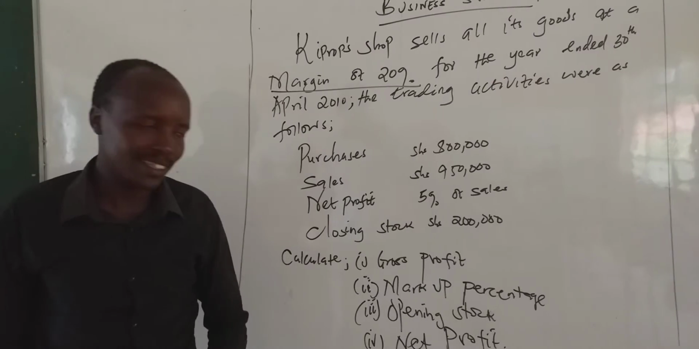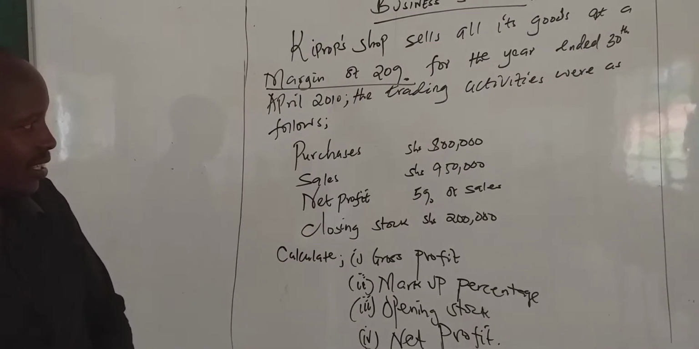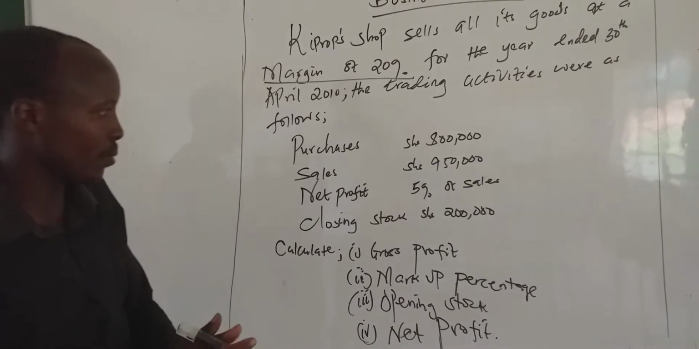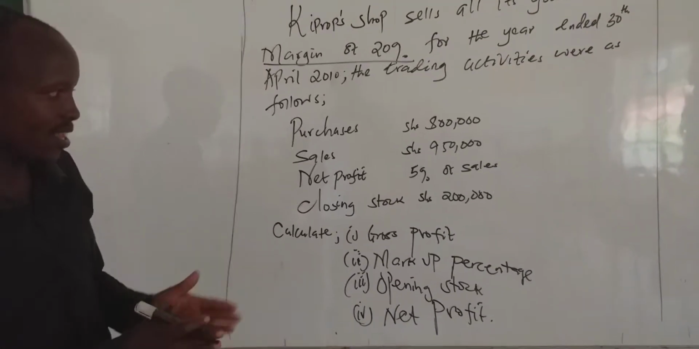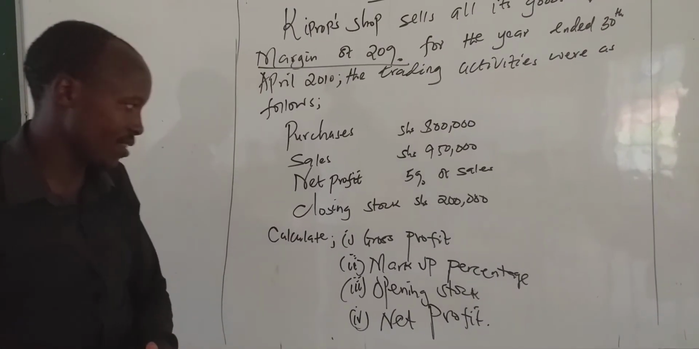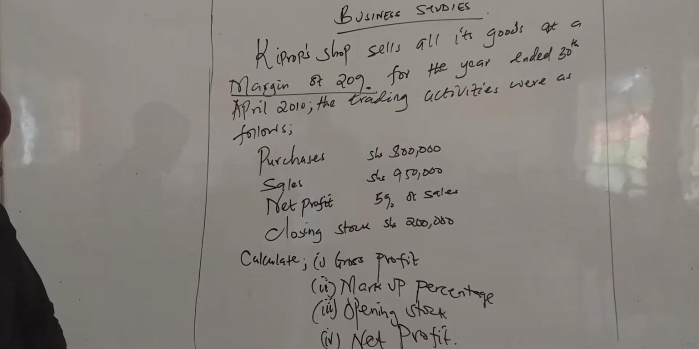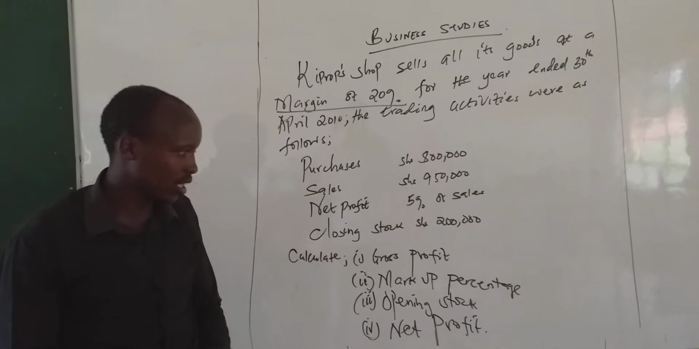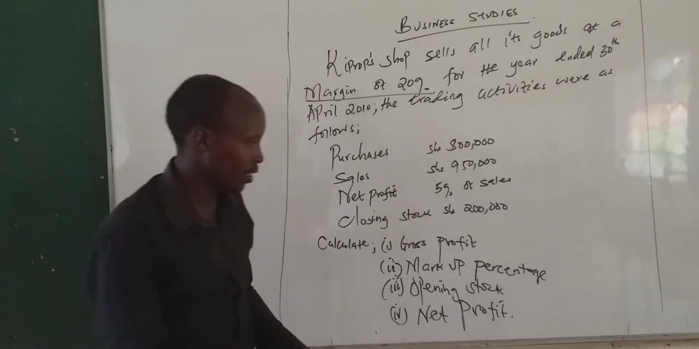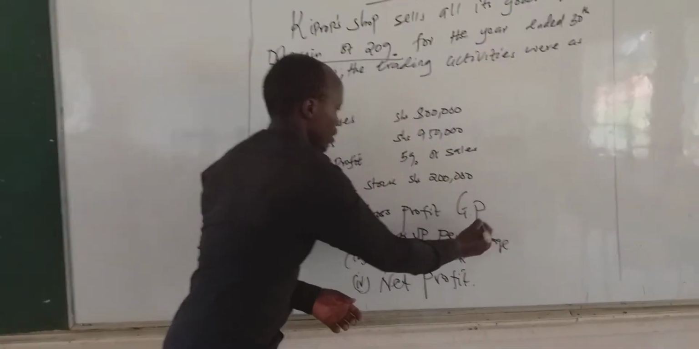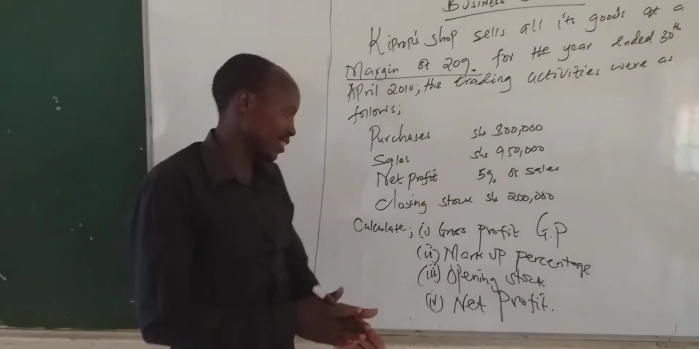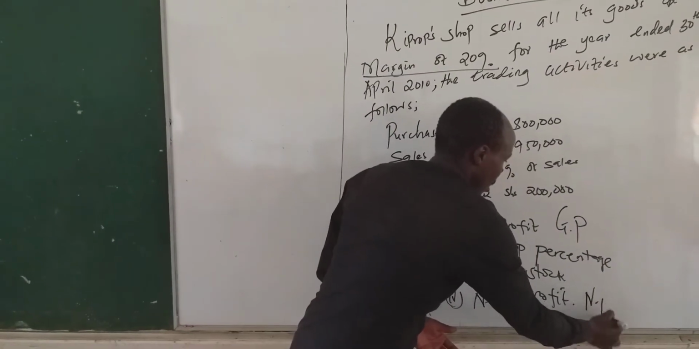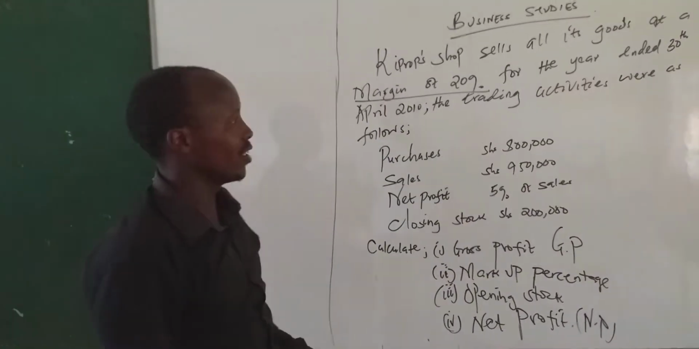You are given purchases 800,000, sales 950,000, net profit 5% of sales, and finally closing stock 200,000. You are required to calculate one, the gross profit, call it the GP, markup percentage, opening stock, and finally net profit or MP. So where do we start?